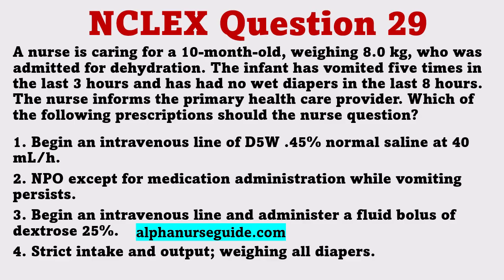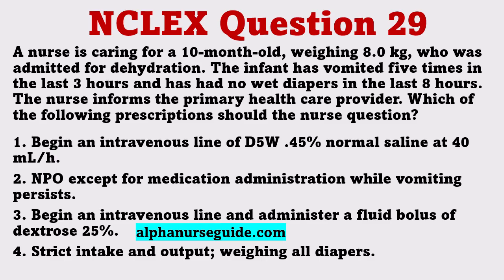The correct answer is 3. The infant is in need of a fluid bolus. A fluid bolus should consist of an isotonic fluid, such as normal saline or lactated ringers. Dextrose 25% is not an appropriate bolus for dehydrated children because it could cause a fluid shift that may result in cerebral edema and death.